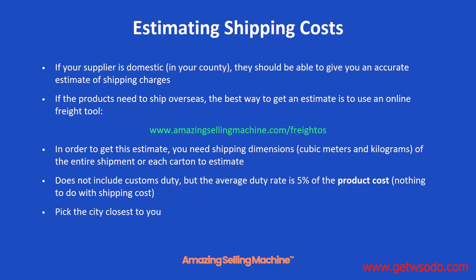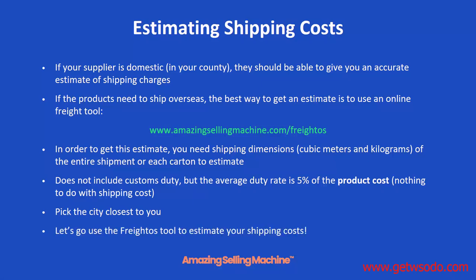Now, the one thing to do when you're trying to get an estimate is to pick the city closest to you that you'll have the product shipped to, because you need to tell the Freightos tool where the product's coming from, so that would be your supplier's city, and then where you're shipping it to. And since we don't really know exactly where it's going to be going to, just pick the city closest to you to get an estimate. And remember, these are just estimates, they're going to vary, but this is just to really determine which of our top three products and suppliers we're going to be going with.